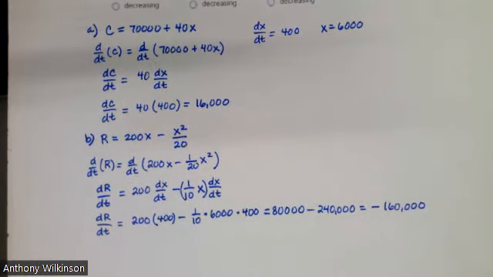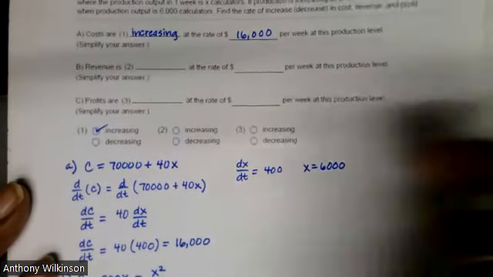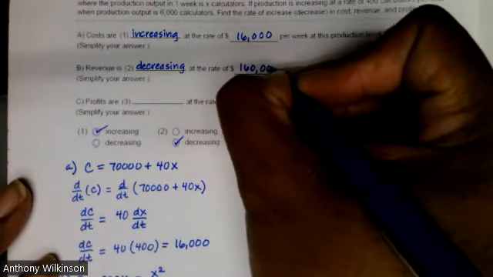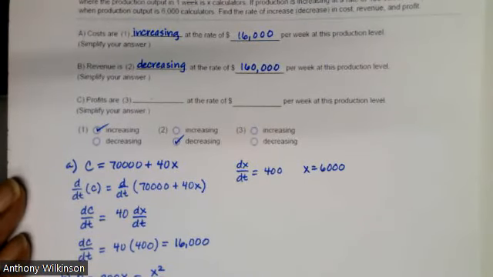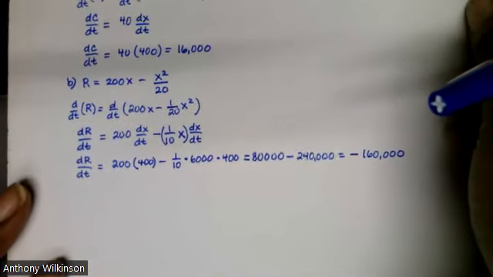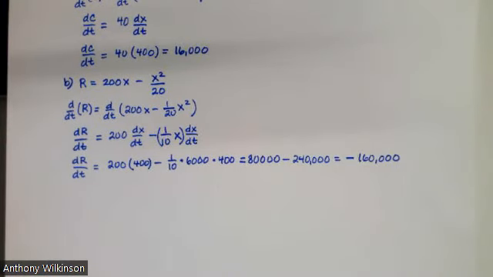So what that means here is that the revenue is either increasing or decreasing. Since it's negative, that means our revenue is decreasing. I'll write the word decreasing here at a rate of, and I'll write the 160,000 without the negative because I'm indicating that revenue is decreasing at a rate of $160,000 per week at the production level. Okay. So that's what that negative 160,000 means.